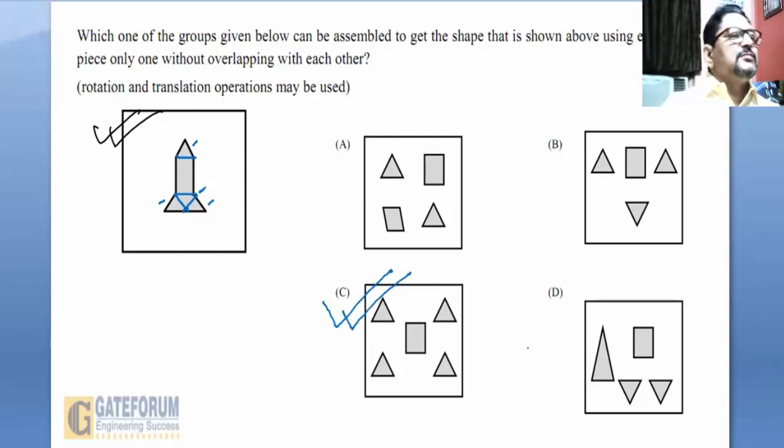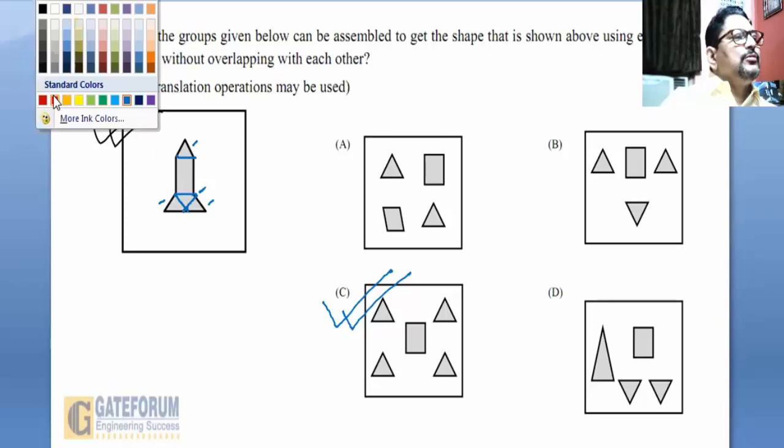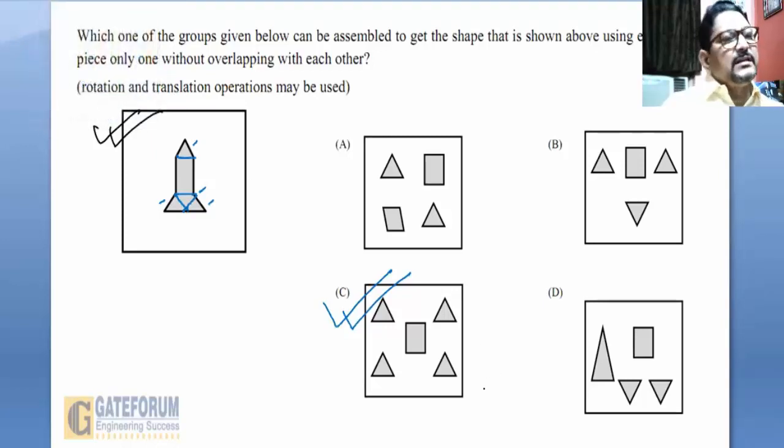Just by inspection, we can say that the rest of the options will not hold. I presume that there is no doubt about that, right? There is nothing in this. You just have to observe and comment. Let us go on to the next one.